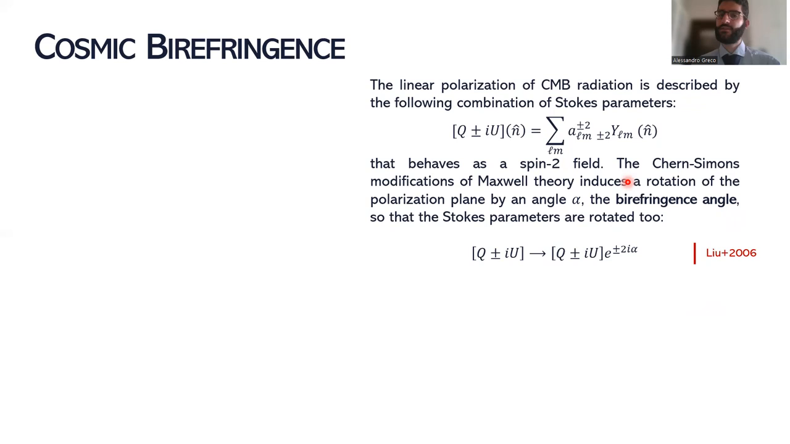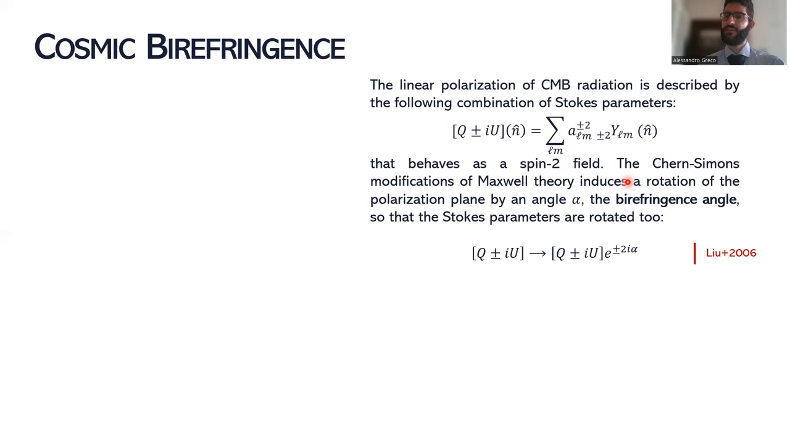So the Chern-Simons modification of Maxwell theory induces also a rotation of the polarization plane by an angle alpha, which is called the birefringence angle, of course. And so the Stokes parameters that you observe after the propagation of the wave are rotated too. They are carrying a signature of this birefringence phenomenon.